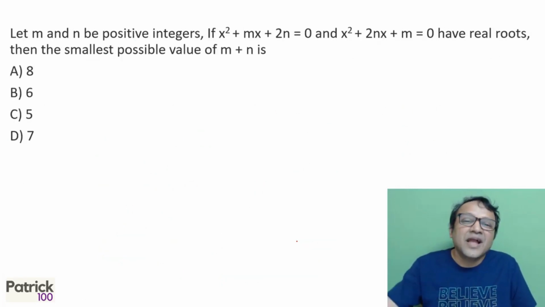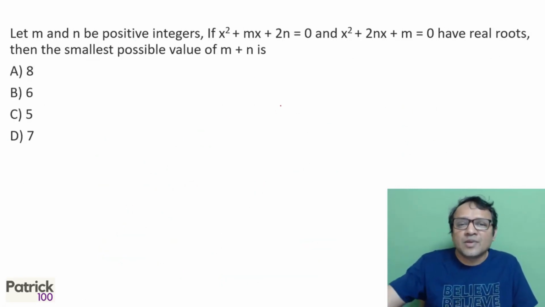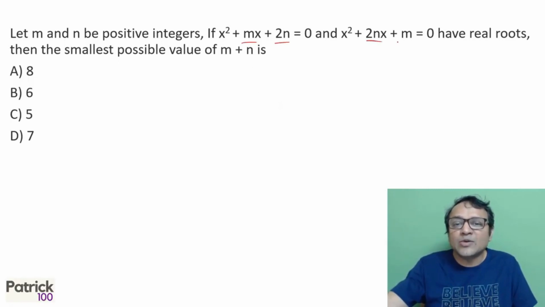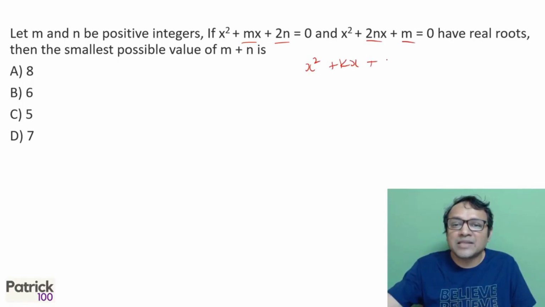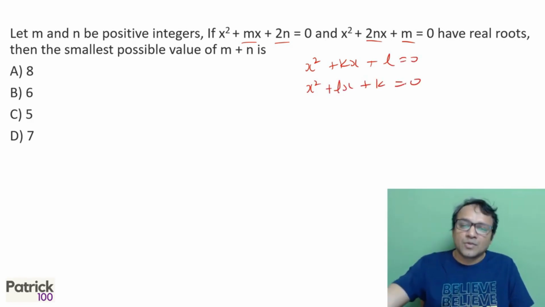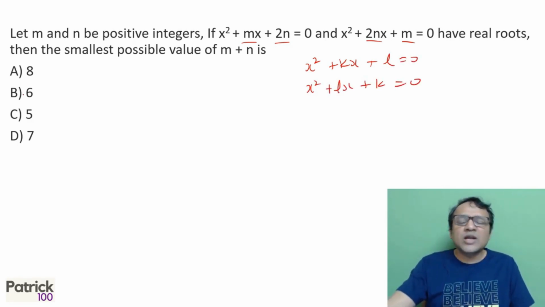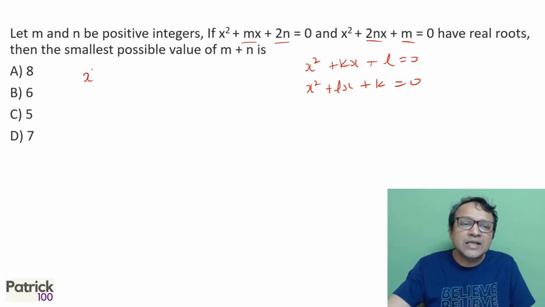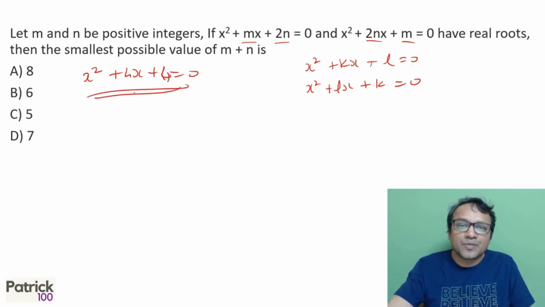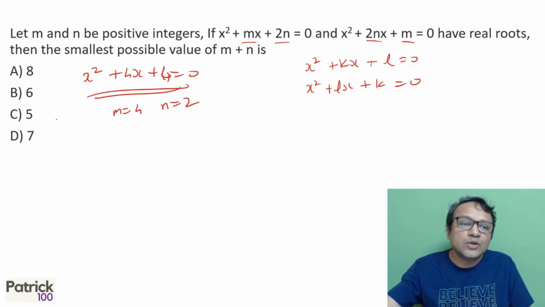M and n are two positive integers. If you notice here, m and n are interchanged. So it's like x squared plus kx plus l equal to 0 and x squared plus lx plus k equal to 0. The options are small, so think of a quadratic equation which can satisfy this condition. I can see easily x squared plus 4x plus 4 equal to 0, where the roots are minus 2, minus 2. So this satisfies. In which case your m could be 4, n could be 2, and your sum will be 6.